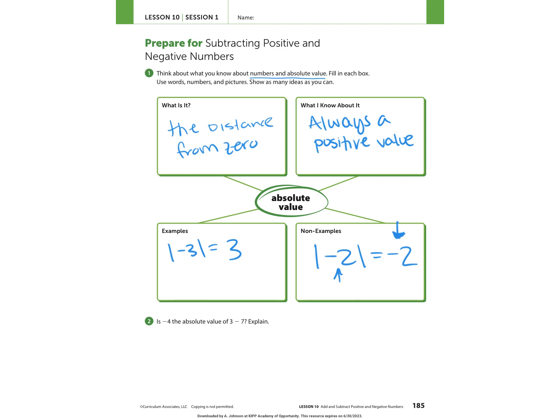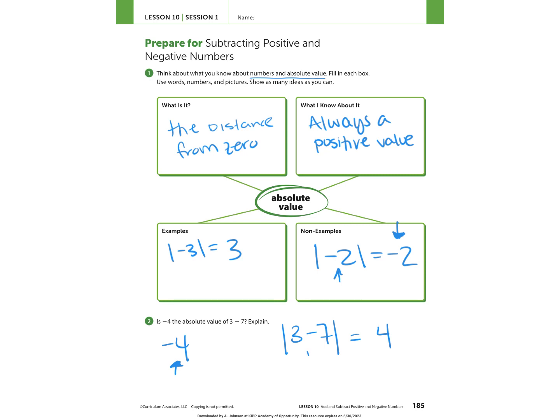So is negative 4 the absolute value of 3 minus 7? So negative 4 is just negative 4. The absolute value of 3 minus 7 is 4. So no. Again, absolute value cannot be negative. So we should have known right away that that was going to be wrong. 4 is the absolute value of 3 minus 7.